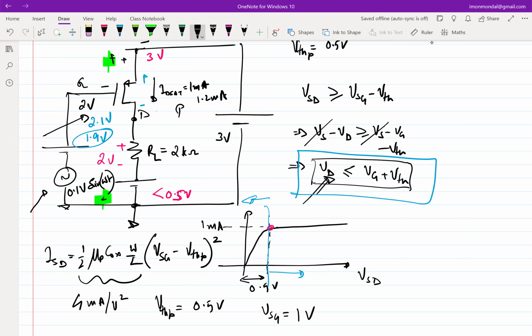So let's start one by one. Let's start from this side. Okay, let's start with the transistor, right? So that is the big elephant in the room. So let's start with the transistor.